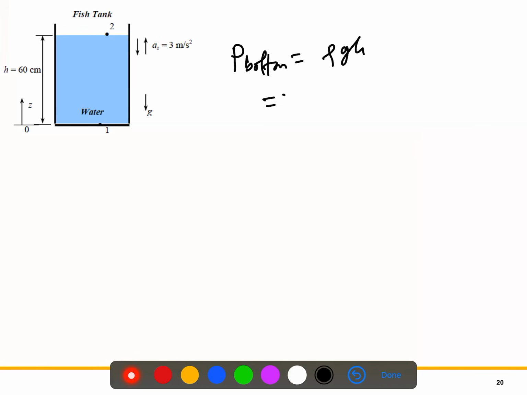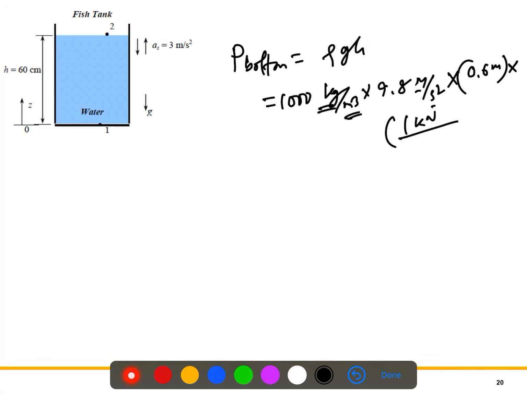So density is 1000 kg per meter cube. Gravity is 9.8 meter per second square, and the height is 60 centimeter, or you can say 0.6 meter. So we are going to calculate the pressure in kPa. Here we have kg per meter cube and meter per second square. So we can write 1 kilonewton is equal to 1000 kg meter per second square. So that's what we can write.